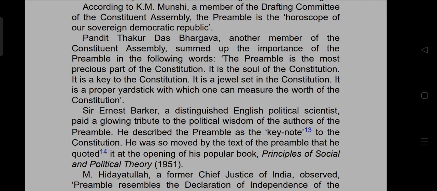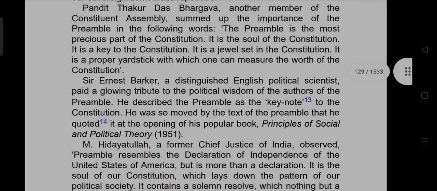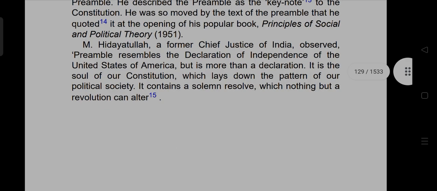M. Hidayatullah, the former Chief Justice of India, observed, "Preamble resembles the Declaration of Independence of the United States of America, but it is more than a declaration. It is the soul of our Constitution, which lays down the pattern of our political society. It contains a solemn resolve which nothing but a revolution can alter."